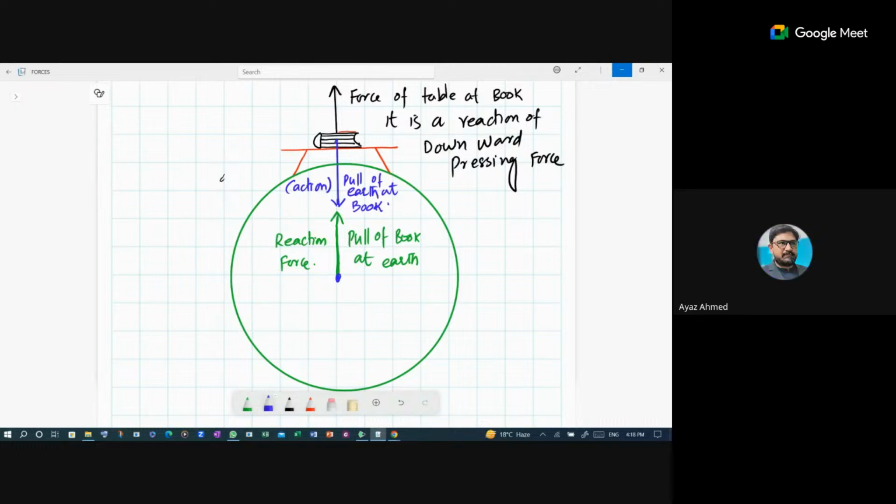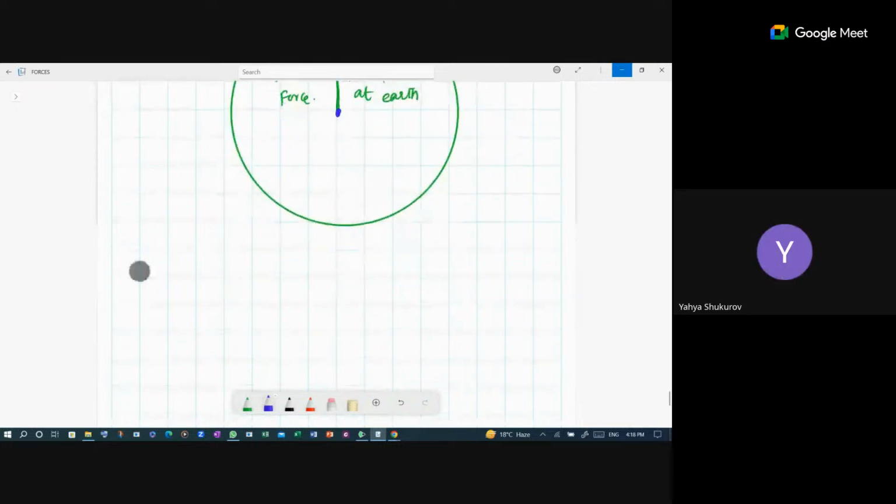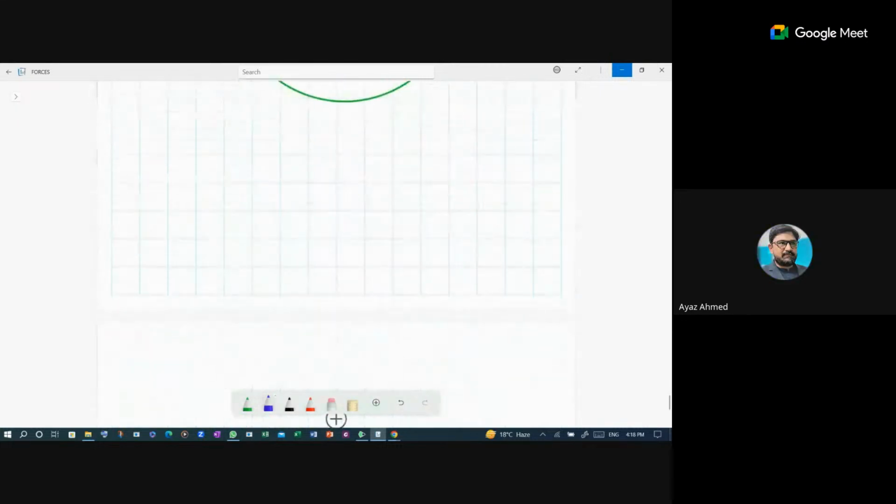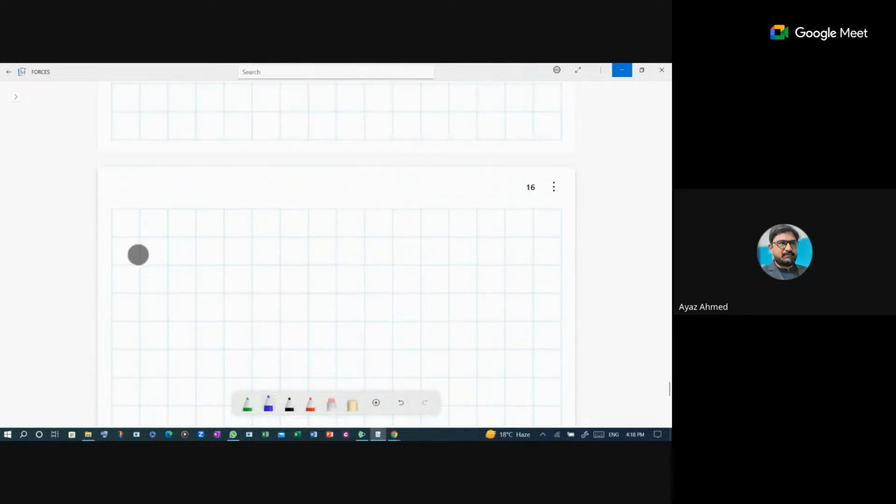Exactly. If this black one were the reaction to the pull of the earth, then it would definitely change. But because the pull of the earth has not changed, applying your hand on the book is just pressing. So the table has to apply more force. That's it. Is this clear now? Yes, sir. Okay, so this was about action and reaction.